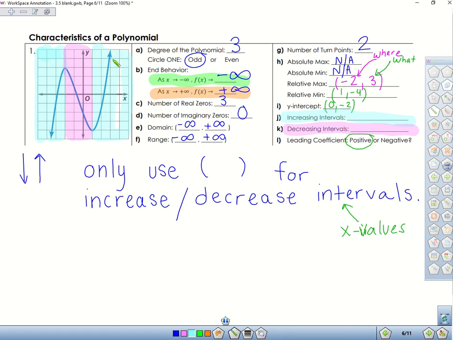Everybody good with how I highlighted that? Can you follow what happened there? So blue is where it goes up, pink is where it goes down. You guys see that? So you read it from left to right? Yep, you read it from left to right. Just think of how you read English, that's the same way you read math.